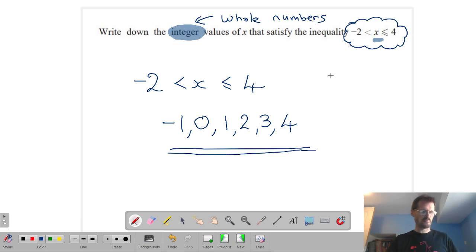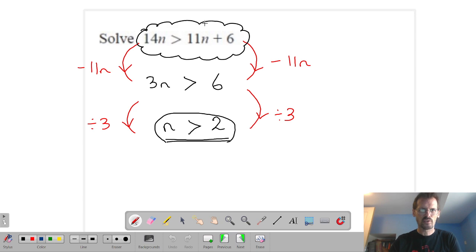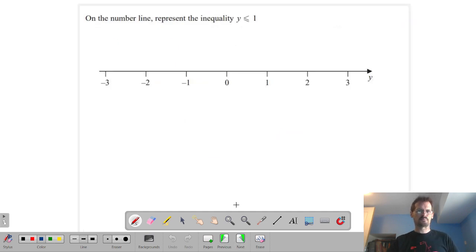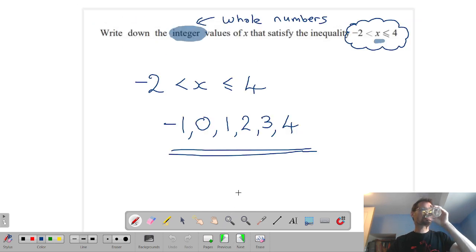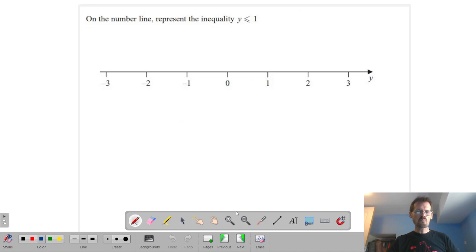And that was a very simple one. They almost gave us the answer. Sometimes you might need to solve an inequality like this and then write down the values. Now, if you're not writing down a list of numbers or solving inequalities, the only other thing you can be asked to do is to display an inequality on a number line.